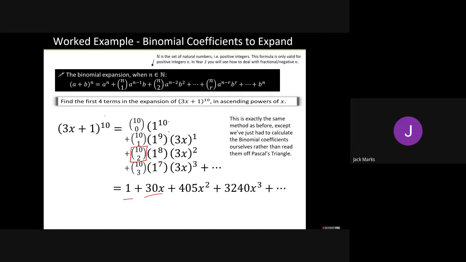10 choose 2, I cannot do off the top of my head, unless perhaps I use the factorial notation. I suppose we could do it like this, couldn't we? But you would just chuck that in your calculator. We only need to go up to x cubed because this is the first term, second, third, fourth, and it only wanted the first 4 in ascending powers of x. So same as before, we're just using our calculator rather than Pascal's triangle.